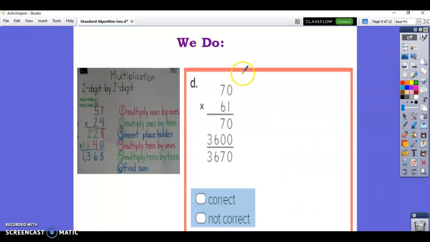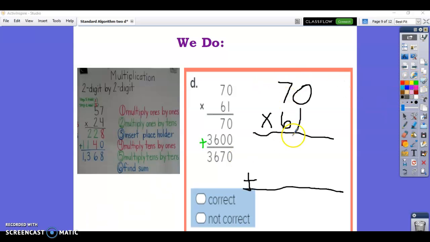Okay, so this is the last one we're going to practice as a whole group of you practicing the steps. So again, pause the video here. You're going to write down 70 times 61 and go through the steps of 1, 2, 3, 4, 5, and 6 and check and see if it's done correctly. Again, there should be a plus sign here. So make sure that you put all the steps correct. Pause the video here and get that one worked out.